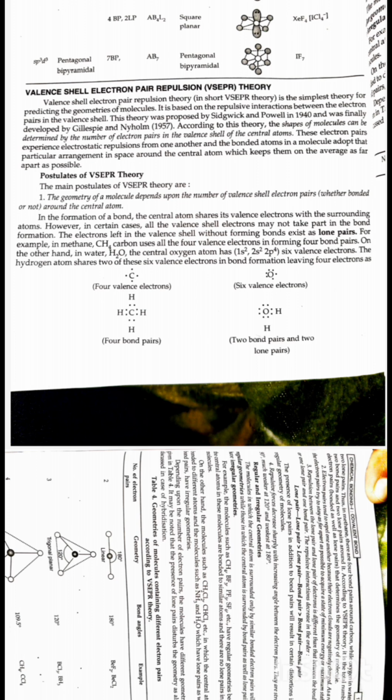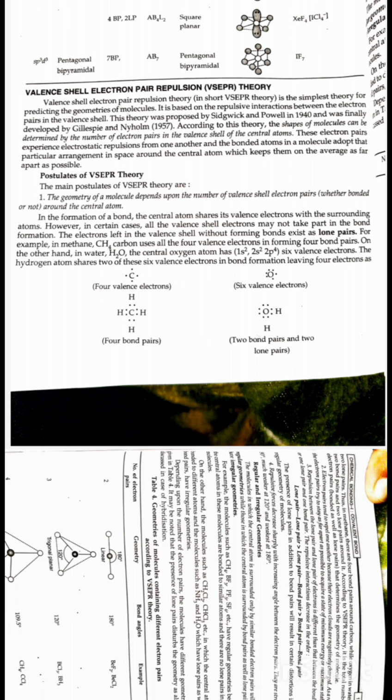According to this theory, the shapes of molecules can be determined by the number of electron pairs in the valence shell of central atoms. These electron pairs experience electrostatic repulsions from one another, and the bonded atoms in a molecule adopt that particular arrangement in space around the central atom, which keeps them on the average as far apart as possible. Now, here are given the postulates of VSEPR theory, valence shell electron pair repulsion theory.